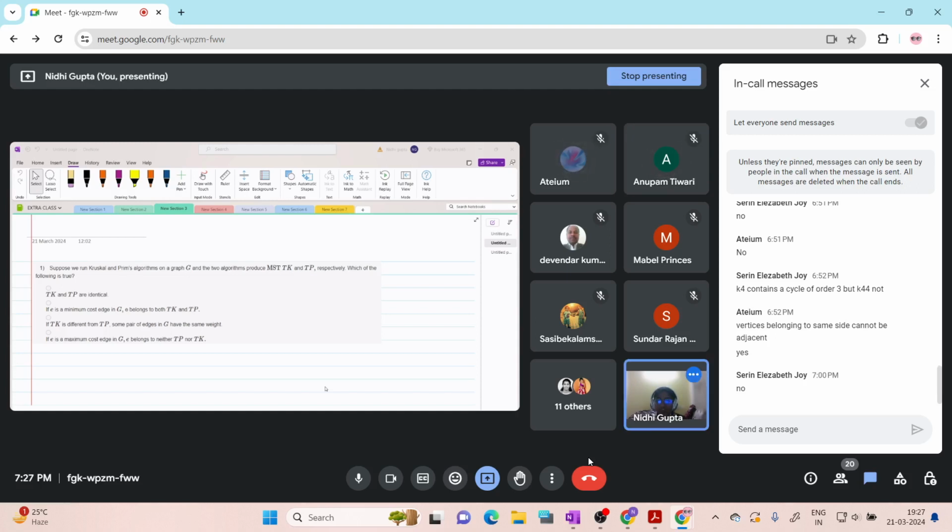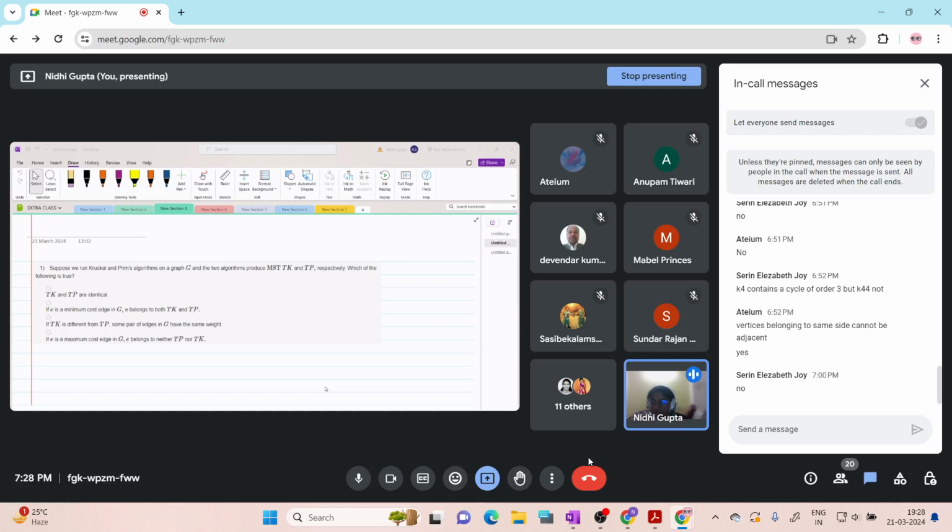Are you sure? It is saying e is a minimum, it is not saying e is the minimum. So it is one of the minimum edges. Then it is false, ma'am. You have to carefully read the question. It is saying a minimum, that means it need not be the unique minimum. There can be two minimum cost edges, and one can go in one tree and the other can go in the other. So the second statement is also not true.